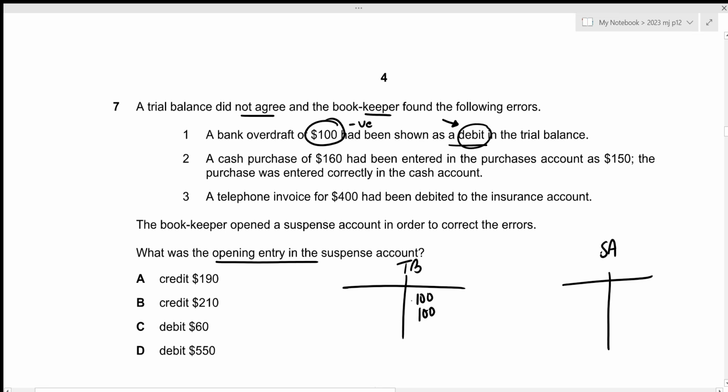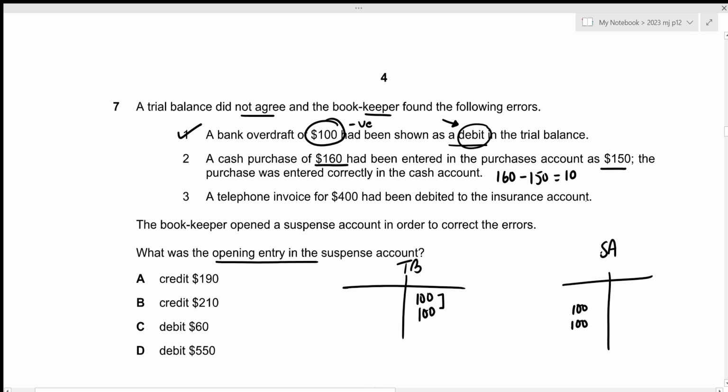Now, if the correction of this error requires a credit entry in the trial balance, it just means that it requires the same entry but on the debit side in our suspense account. So I'm just going to record 100 and 100 on the debit side. That's our first error. Now for the second one, a cash purchase of 160 had been entered in the purchases account as 150 and the purchase was entered correctly in the cash account. Okay, so the only error here is that our purchases is being understated. So the understated amount is 160 minus 150, which is 10.